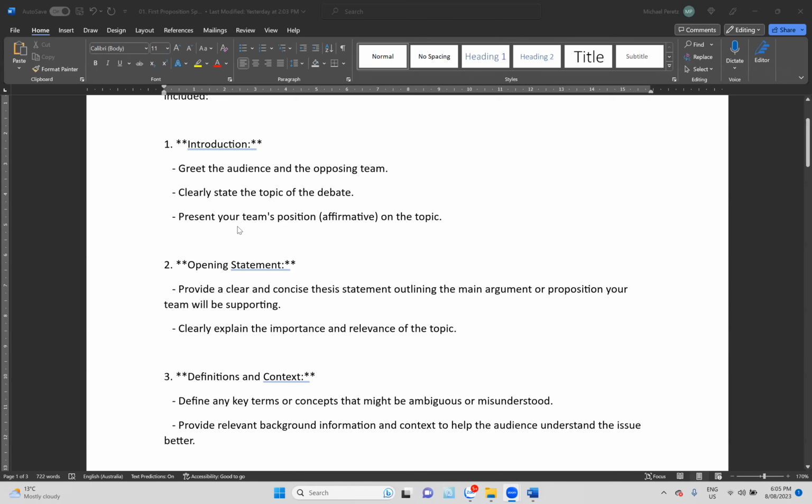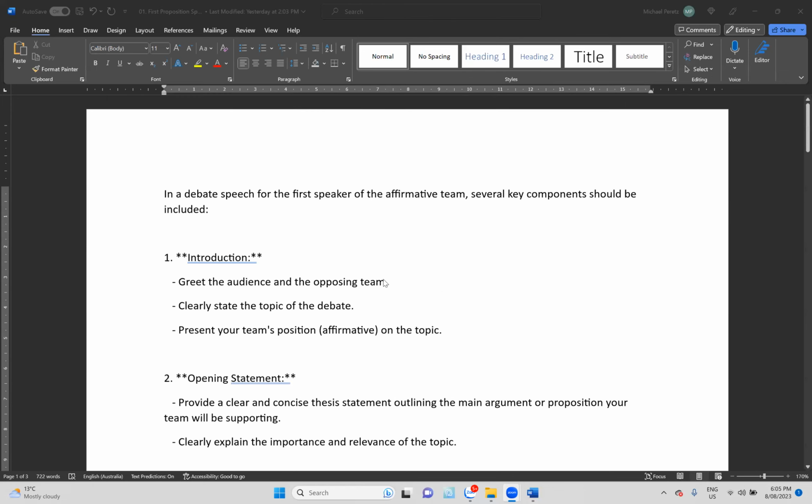Okay, so we'll start with the first proposition speaker. And the first thing you want is a nice, strong introduction. You want to greet the audience, the opposing team, and the judges. You want to clearly state the topic of the debate. And you want to present your team's position on the topic. So in this case, you want to let everybody know that you are the affirmative team.